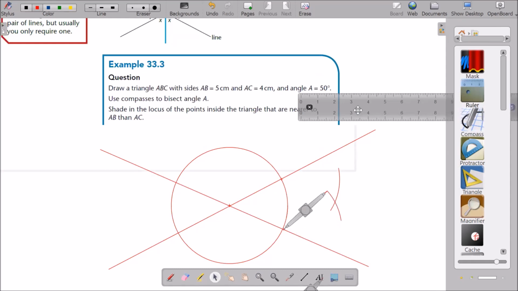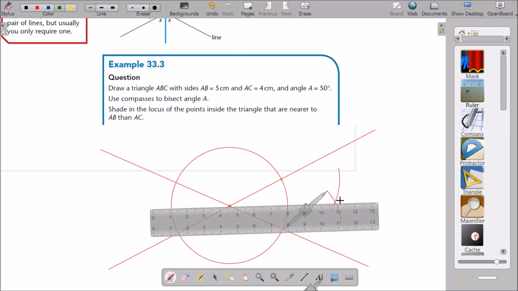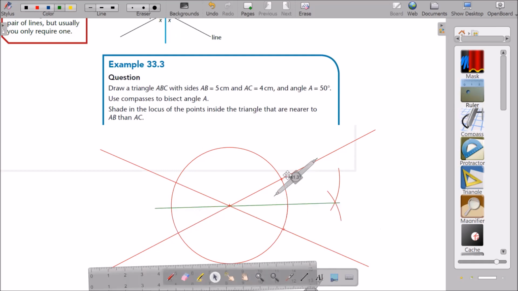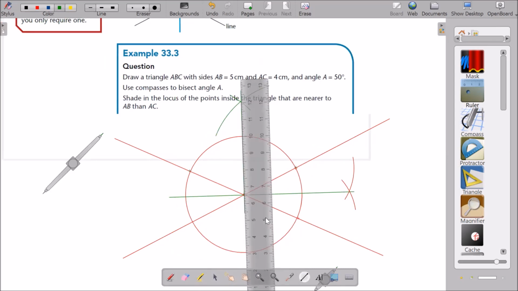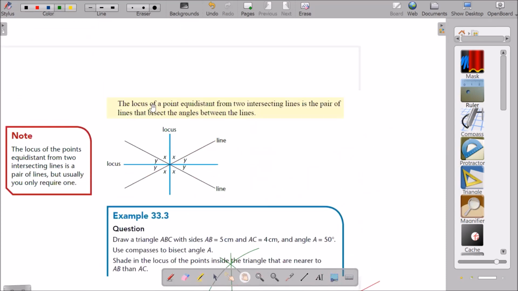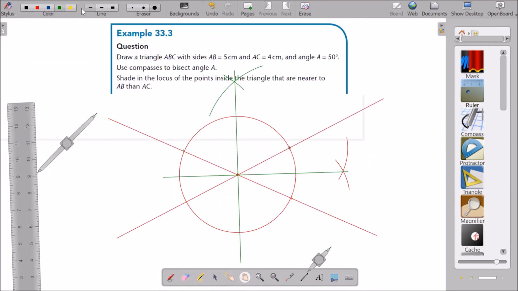Okay, so we have bisected this angle. Let's use a different color. Let's bisect this angle. We need to increase a little bit. Take our ruler. We bisect this angle. The locus of a point equidistant from 2 intersecting lines is a pair of lines that bisect the angle between the lines. So the angle between our lines is this, and that.